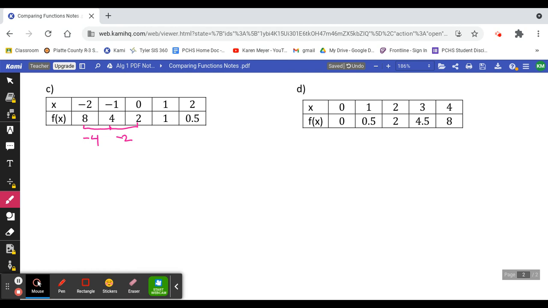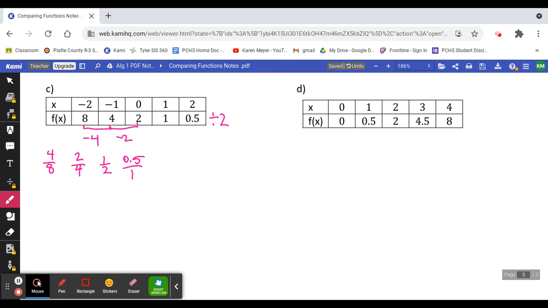Right, to get 8 to 4, 4 to 2, 2 to 1, 1 to a half, you might have a light bulb go off and say, ding, ding, ding. What do I notice? I notice that the pattern is dividing by 2. But if that doesn't pop out at you, then remember, do second y over first y, third y over second y, fourth y over third y, fifth y over fourth y.